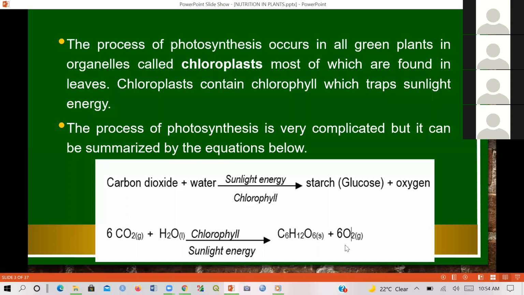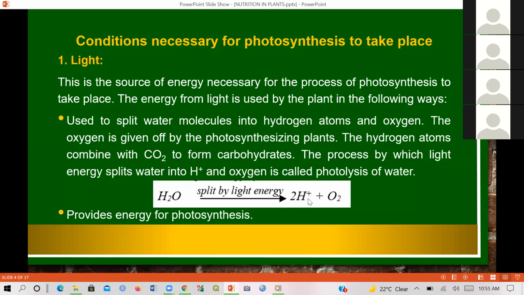Because I've seen questions asking what is the source of oxygen in glucose during photosynthesis? The source of oxygen in glucose during photosynthesis, this one here. So this oxygen, its source is carbon dioxide and not water. I hope that one is clear. So that is the first role of light, that it splits the water molecule, releasing hydrogen ions and oxygen. Then the hydrogen ions are the ones that combine with carbon dioxide to form the glucose.